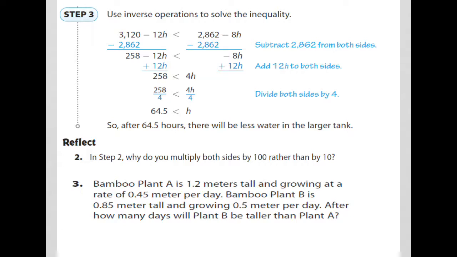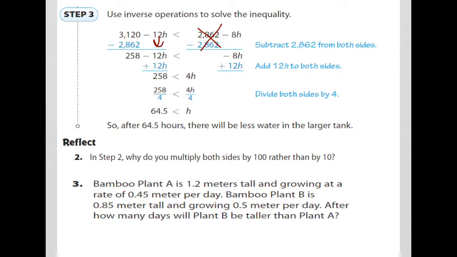So we look over here and we see that this is the smallest constant. So let's subtract this 2,862 from both sides. This is going to give me my 0 pair, which means that this will become 0, cancel out. And then here I'm going to subtract, and I bring down my 12h, and I'm left with 258 minus 12h is less than minus 8h.